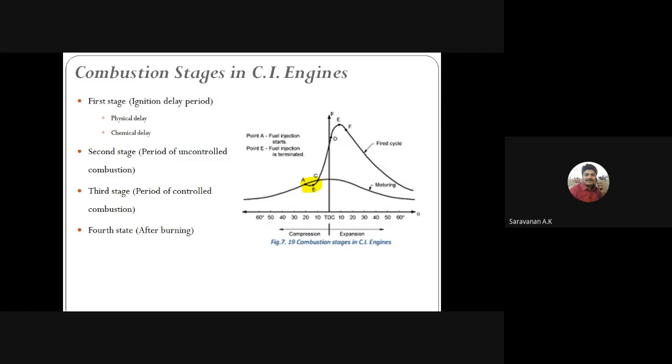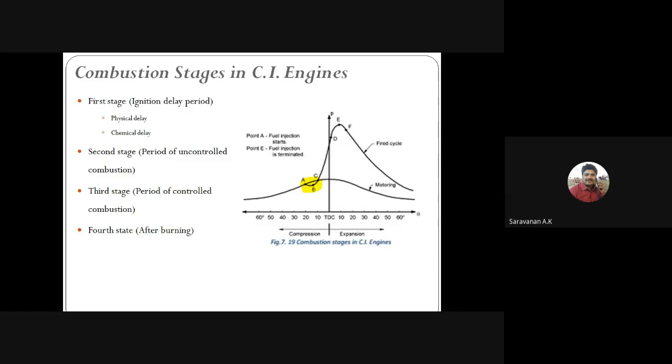Then the second stage is the period of uncontrolled combustion. So once the first stage, that is the delay period, is over, what will happen? The flame will appear.